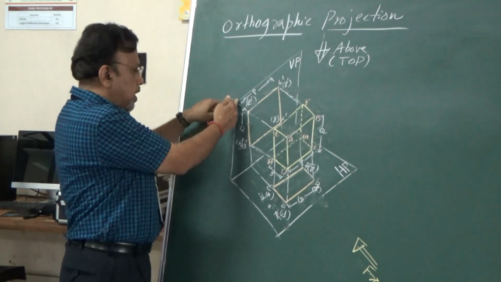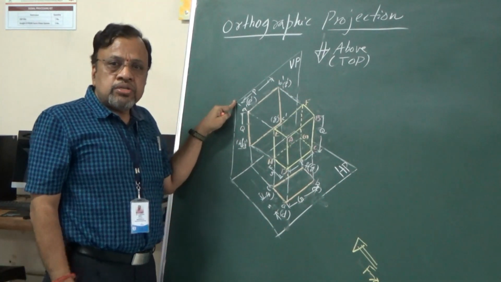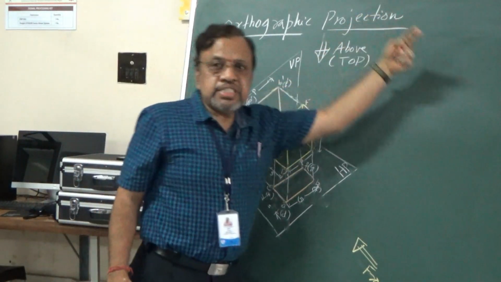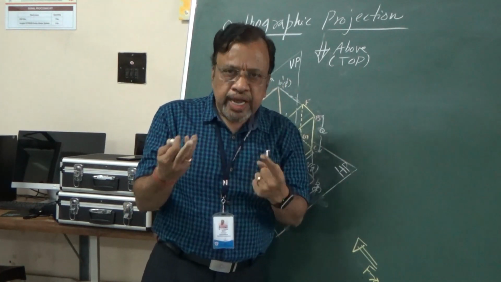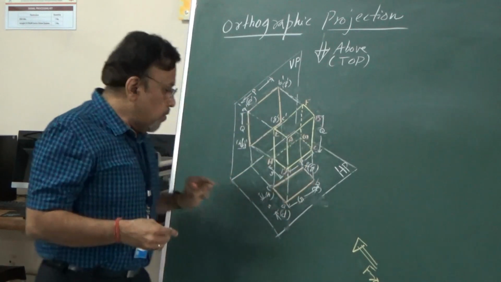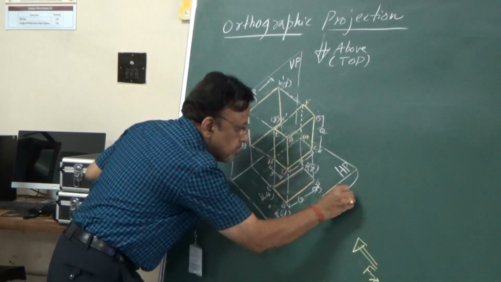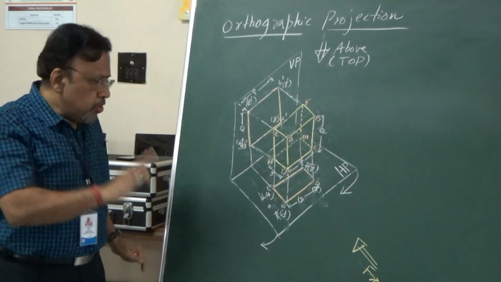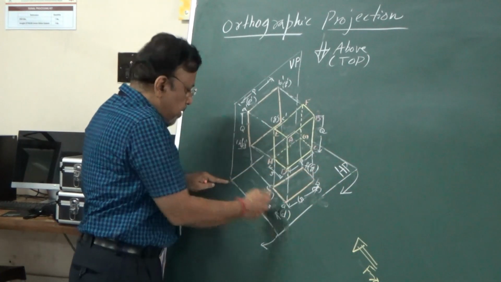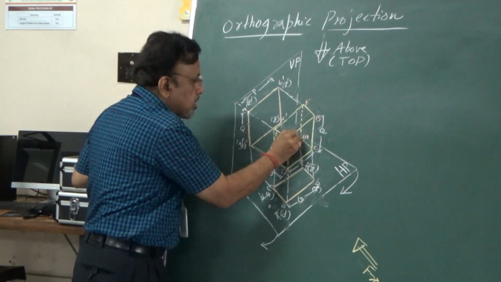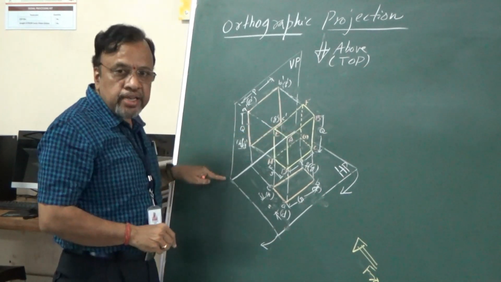As you can see here, your VP and HP are perpendicular to one another. Now I want to make them on a flat surface. So how do you make them on a flat surface? For that I need to rotate one of the planes. Generally what we do here is we rotate this HP. And not only that, if I look from the front, HP will be seen as coinciding with this particular line.